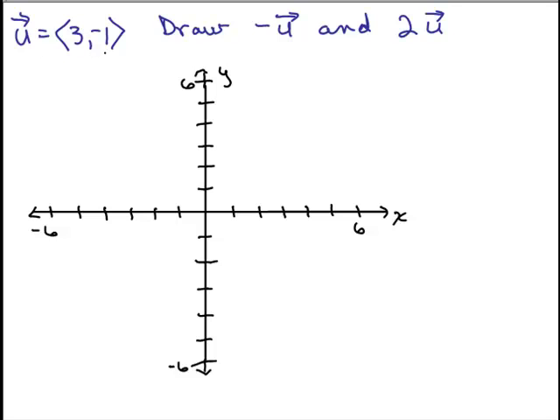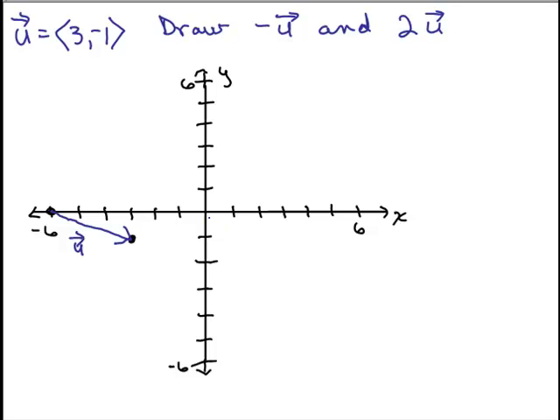Right, so we've got this u. Now remember, it doesn't matter where you draw vector u. You could start it anywhere you want. So let's say we drew vector u starting way over here on the left, and here's my starting point. I would go over 3 and down 1, and there's my end point. That is one place I could draw it. You could put it anywhere.